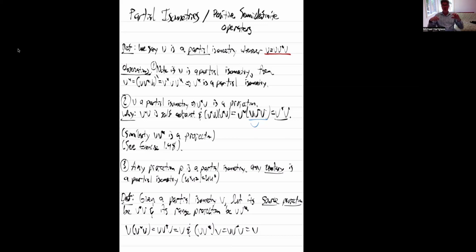Unitaries are things that you have learned preserve lengths, or isometries more generally, but I'll say unitary specifically. Unitaries preserve lengths. And the thing about a partial isometry is they're going to do that as well. However, to be precise, we're going to have to restrict to the subspace determined by the source projection.